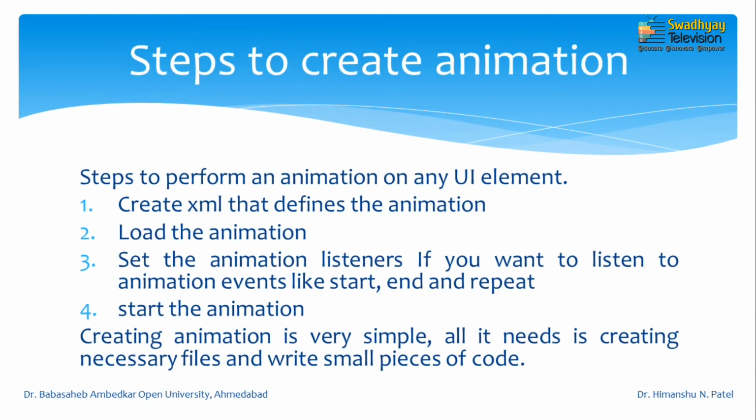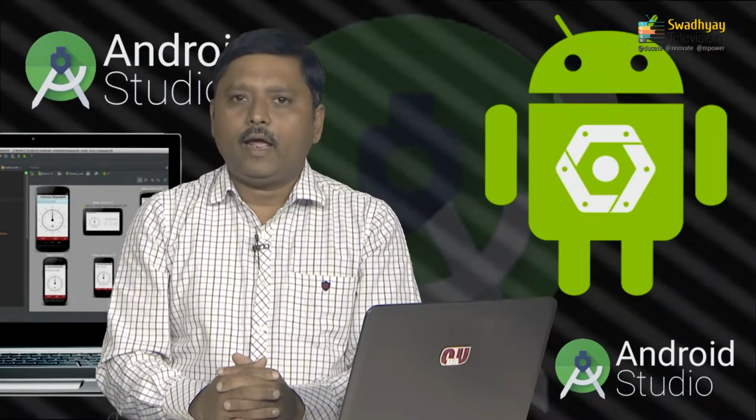First, we create XML that defines the actual animation, then second step is we load these animations, third step we set the animation listener. This step is optional, because if you want to listen to animation events like start, end and repeat, then you require implementing animation listener, otherwise this step is completely optional. And finally, we start the animation by calling a method of the user interface element. So, these are the basic steps required to create animation.